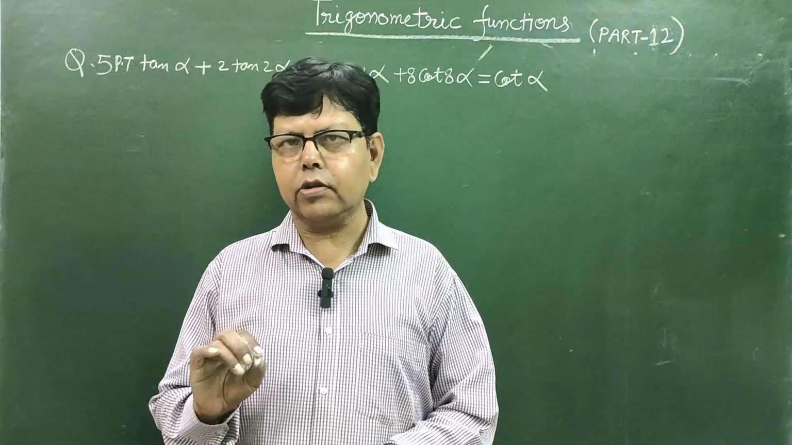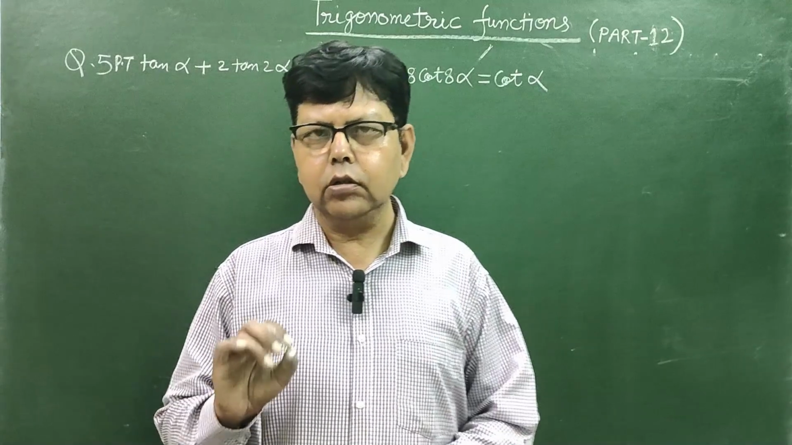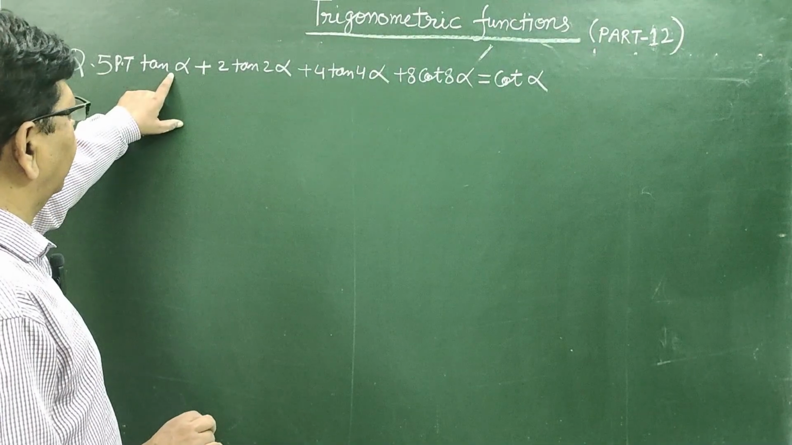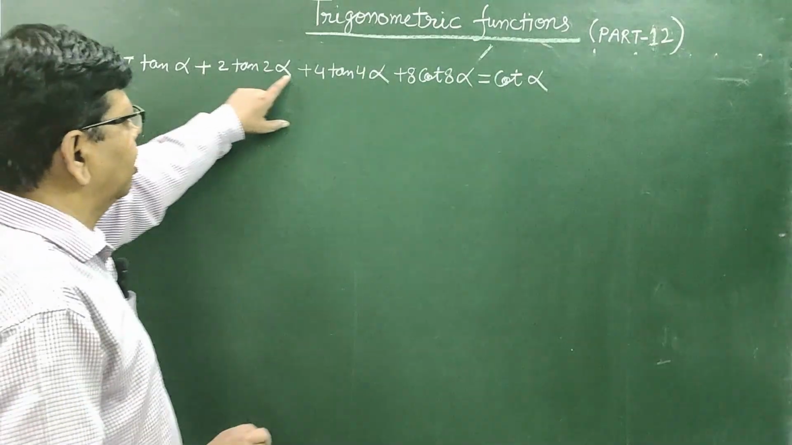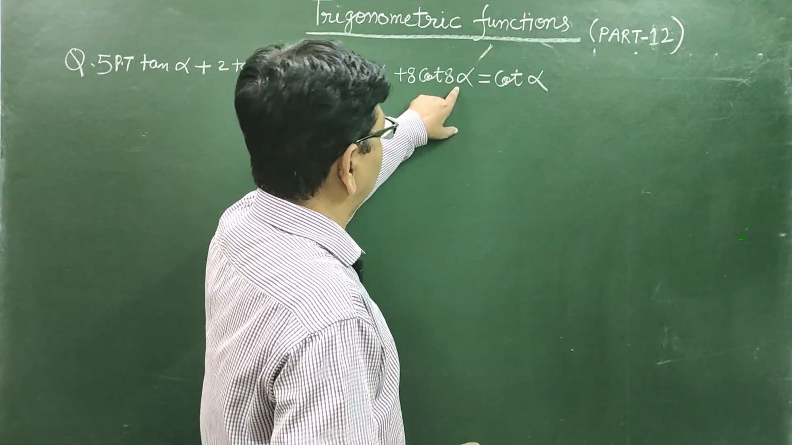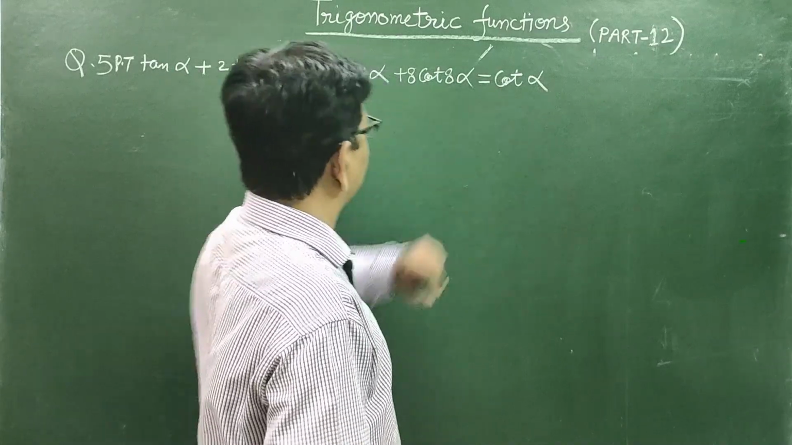Students, a very interesting question and tricky one. Question number 5. Prove that tan alpha plus 2 tan 2 alpha plus 4 tan 4 alpha plus 8 cot 8 alpha is equal to cot alpha.